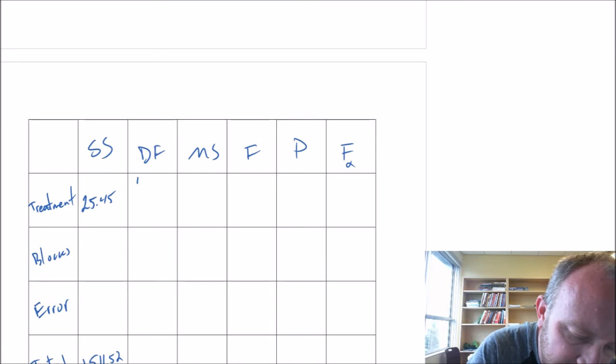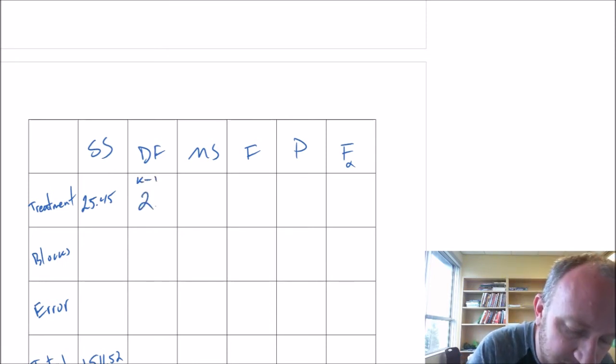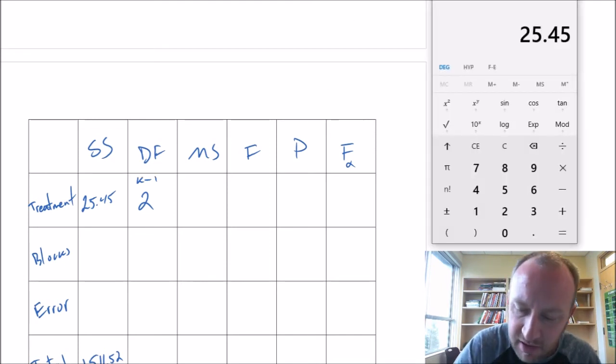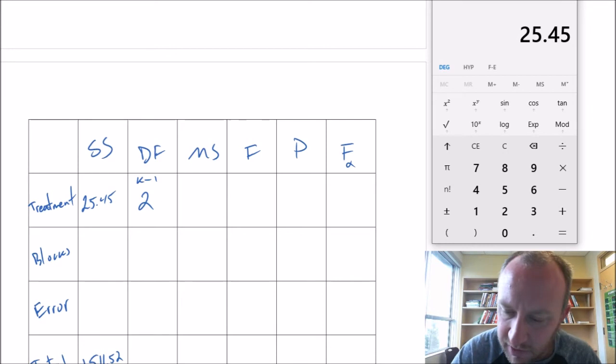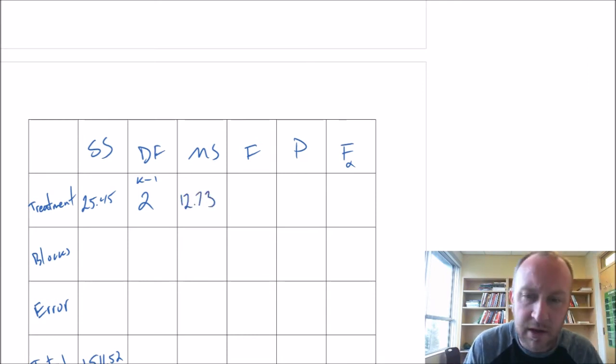25.45. Degrees of freedom on treatments, k minus 1. We had 3 treatments, so k minus 1 is 2. And mean squared is then our SSTR, which is already in the calculator, 25.45, divided by 2 degrees of freedom, so 12.73. Okay. That's it.